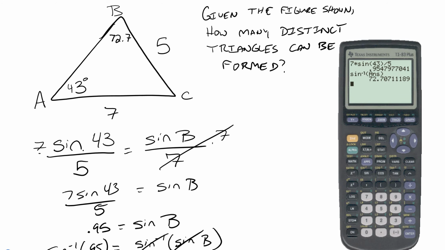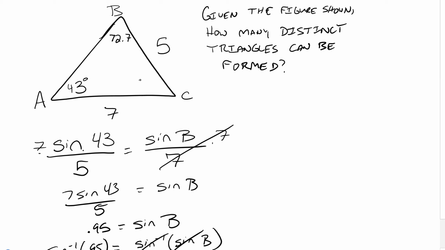Then we know that a triangle adds up to 180 degrees. So we do 180 degrees minus the 72.7 minus the 43, and we get 64.3 as our last angle. So this tells us that we have at least one triangle, because we just found it right here. The question is, are there more triangles?